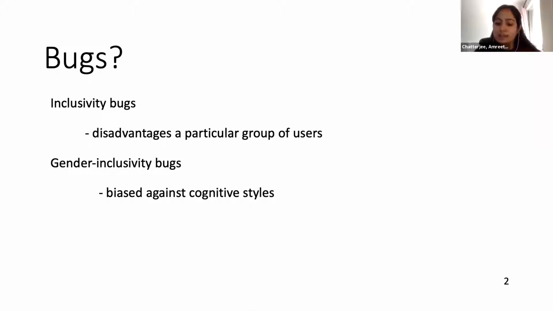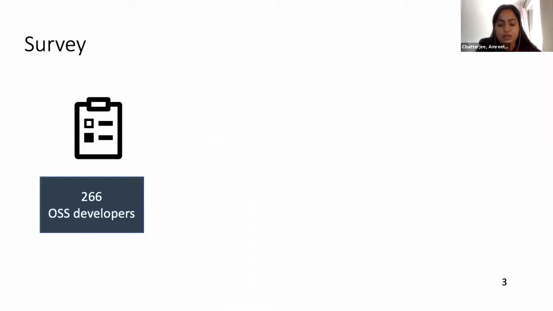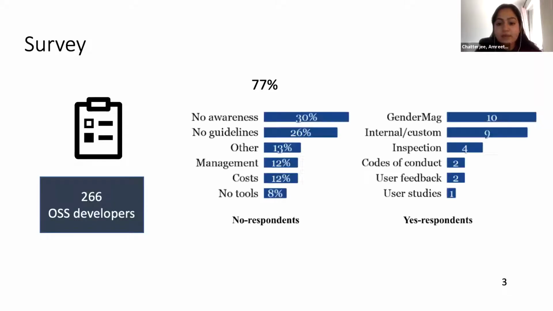To learn the state of practice and what tools and inclusivity debugging resources developers are currently using, we conducted a survey with 266 open source developers. 77% of our respondents reported not incorporating any inclusivity practices. And among those who mentioned using specific tools, GenderMag got a maximum number of mentions.